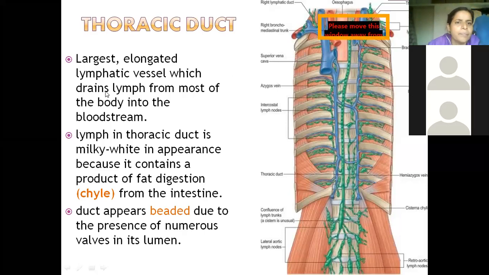Then now let us read a few points about the thoracic duct. It is the largest elongated lymphatic vessel which drains lymph from most of the body, and finally you can see the lymph is draining into the venous system only. That's why it is written it is going into the bloodstream. Is that clear, Niharika?